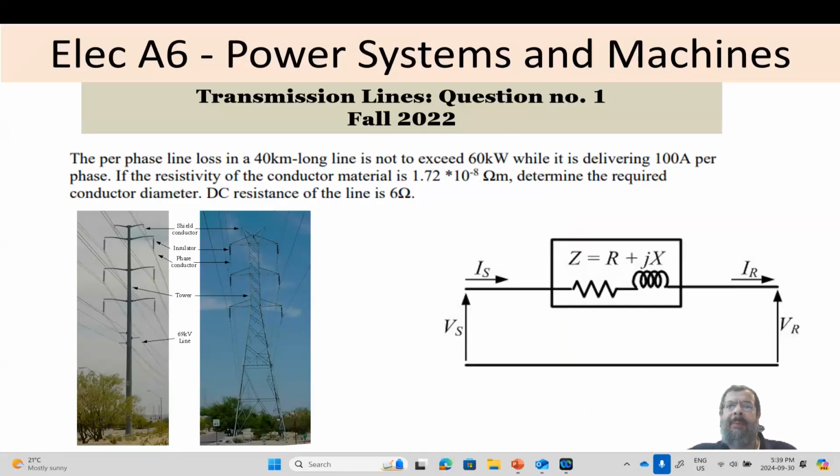And welcome to this series of electrical A6 power systems and machines. And this question is from the fall of 2022, so it's after the pandemic. And this question is about transmission lines. This is my first time basically dealing with a question about transmission line in A6.